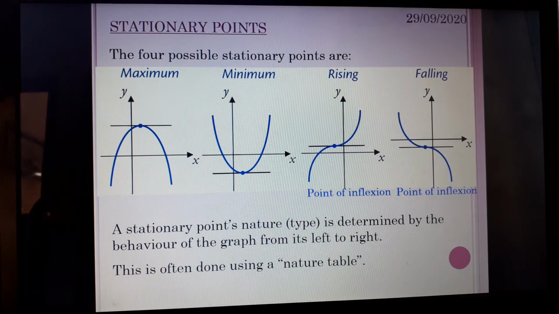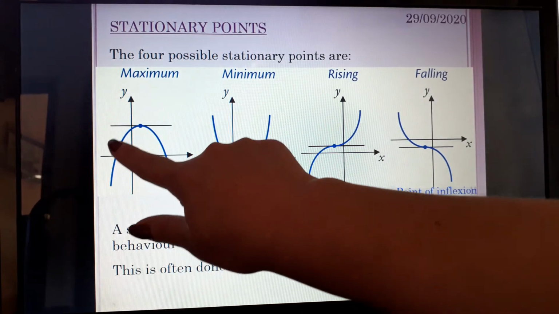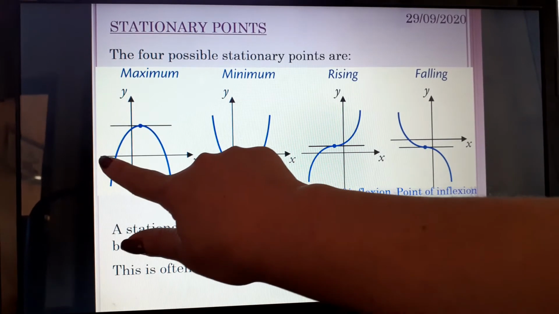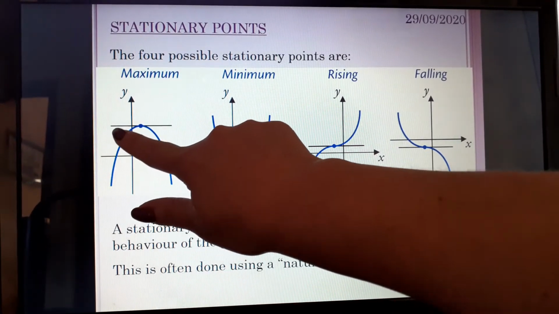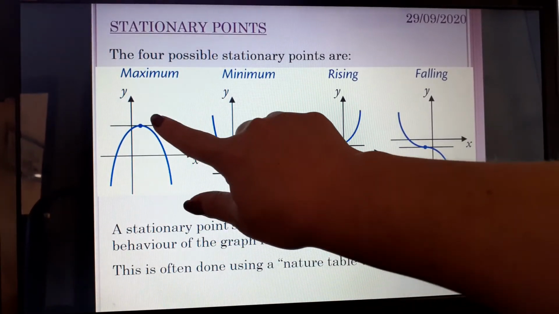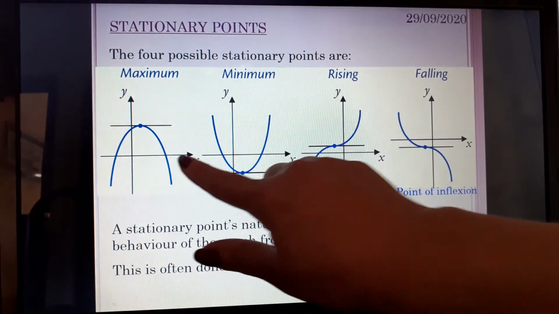Now, how do we know what kind of turning point we have? We're going to be looking at the behaviour of the graph to the left and to the right of the turning point. We're going to use something called a nature table to help us do this. If we look at the turning point here, to the left of it the graph is rising. And when the graph is rising, f dash of x would be greater than 0 for all of those points because the gradient would be positive. Just remember that f dash of x would be less than 0 where the gradient is negative, going down the way, to show that the graph is falling.